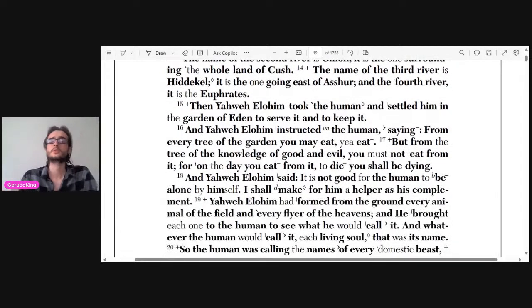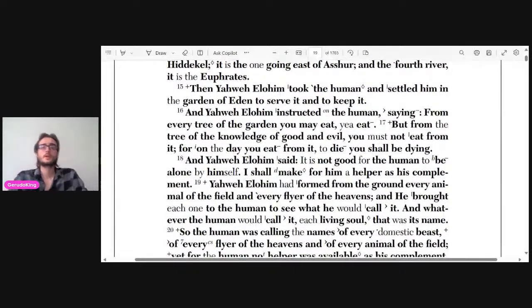Then Yahweh Elohim took the human and settled him in the Garden of Eden to serve it and to keep it. And Yahweh Elohim instructed the human, saying, From every tree of the garden you may eat, yea, eat. But from the tree of the knowledge of good and evil, you must not eat from it, for on the day you eat from it, to die you shall be dying.